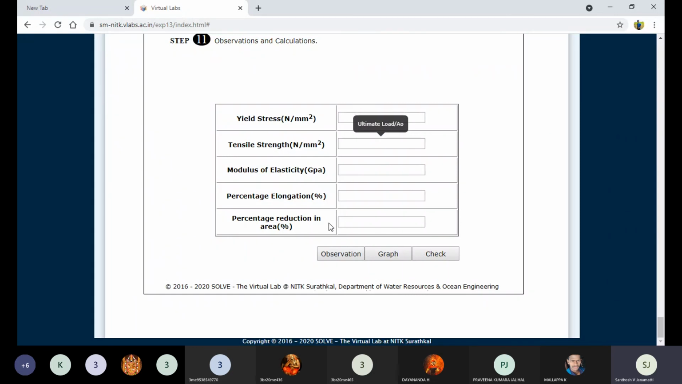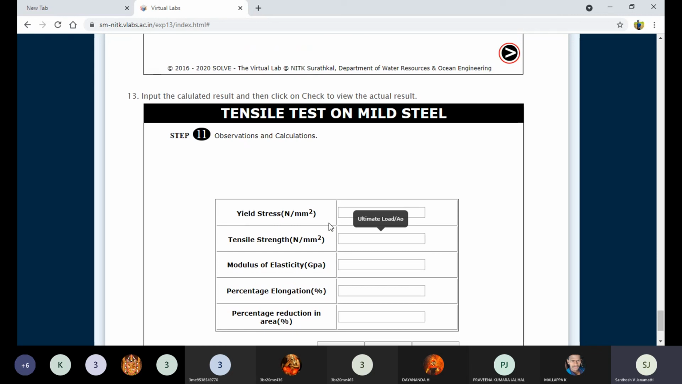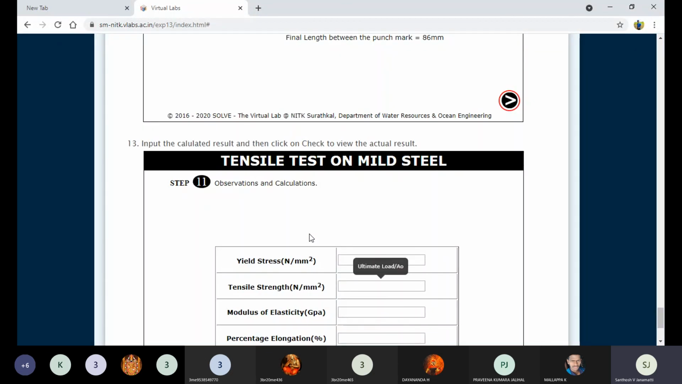Tomorrow we will discuss the simulation, how to conduct this experiment practically. Since we are not able to conduct it, we need to understand virtually, by simulation, how to conduct the experiment. We will wind up the tensile test tomorrow. I hope you understand the procedure and theory part of this tensile test.